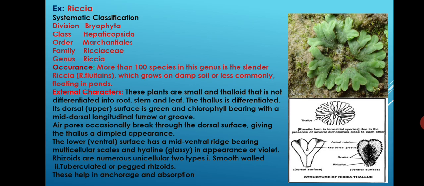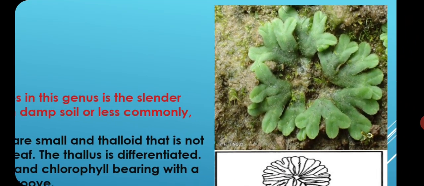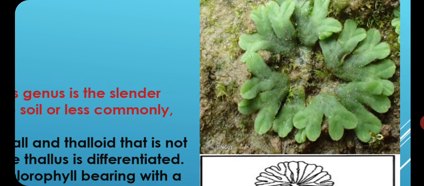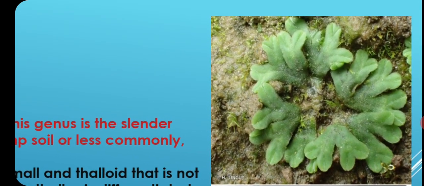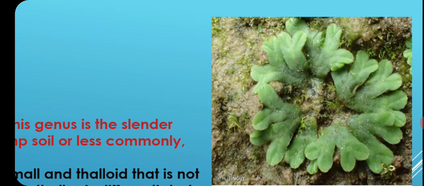Next we discuss the external characters of Riccia. These plants are small and thalloid, that is, not differentiated into root, stem and leaf. The thallus is differentiated into a dorsal, the upper surface, and a ventral, the lower surface. The dorsal surface is green in color. Centrally there is a clear midrib, and at the terminal region an apical notch is present. That apical notch contains a growing point or apical cell.